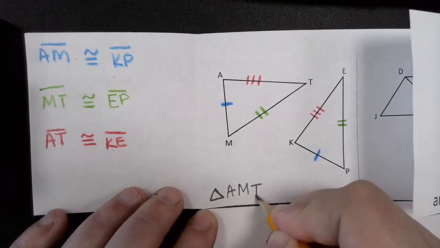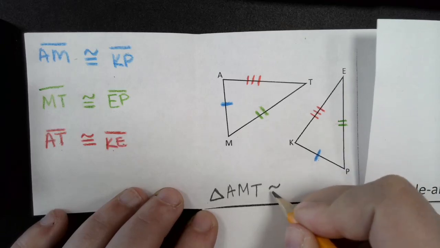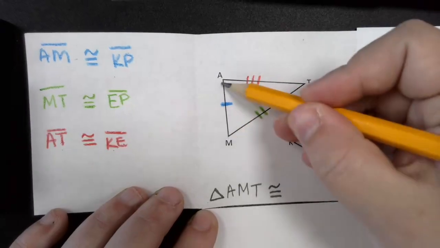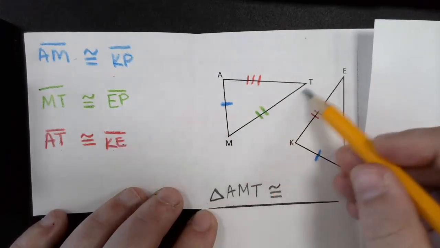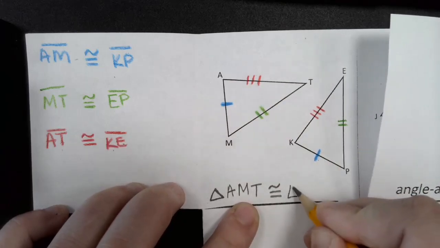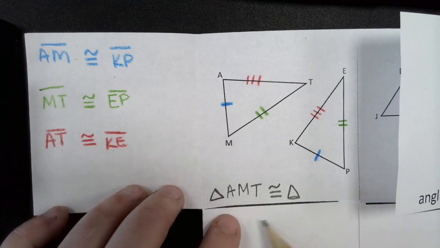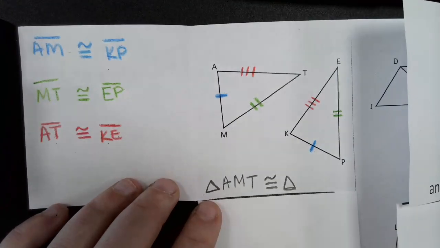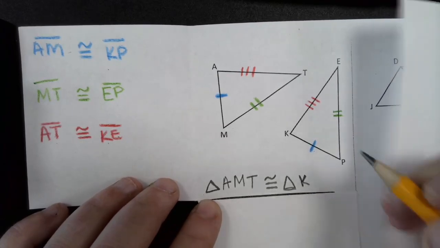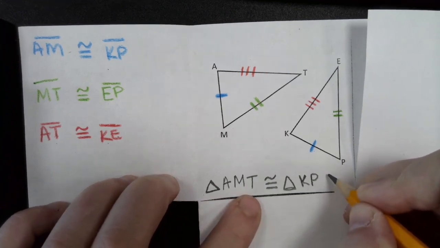Okay, so AMT. Now the second one matters. We have to have it match. So AM is our blue, or our 1 tick mark. MT goes 2 tick marks, and then we end with that 3. So it has to go 1, 2, and then 3. So for our second one, what's going to match with A? K. And then P, and then E. Good.